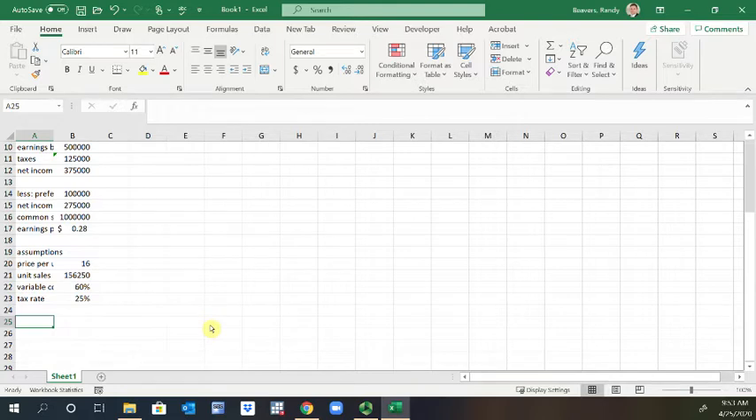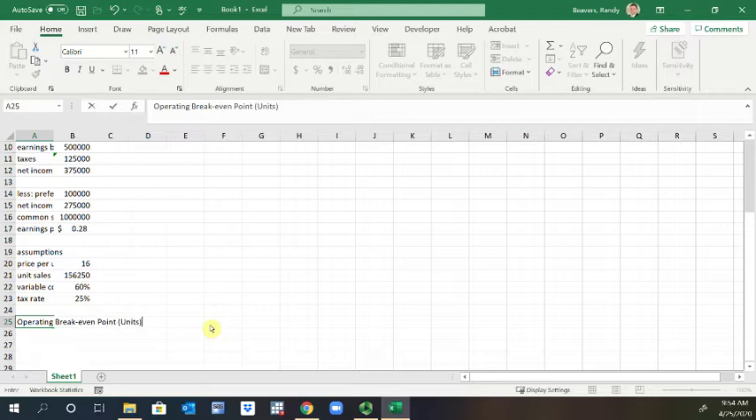In A25, we're going to call this operating break-even point in units. And then we'll drag this down, and the only difference will be the units will then be dollars.